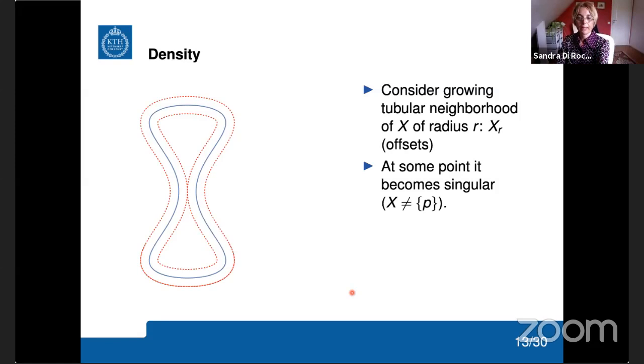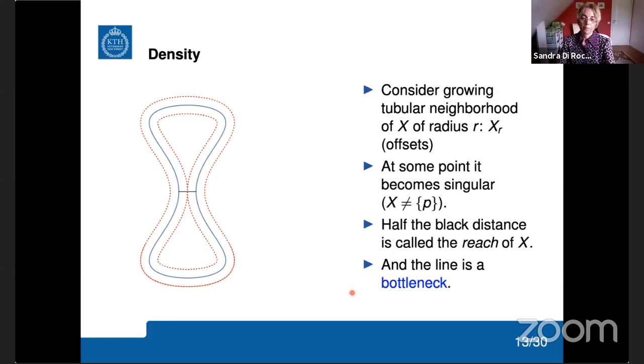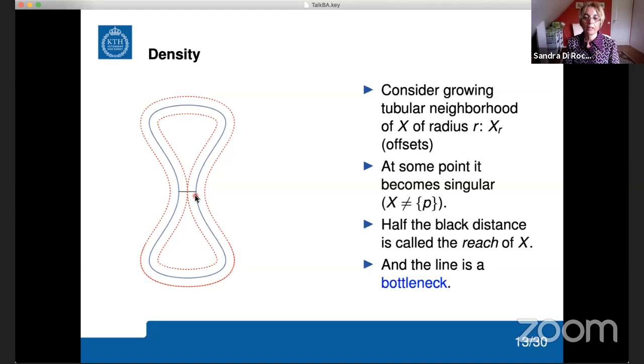Now, in this picture, the radius of the sampling, or half of the distance of this segment that you see, is an invariant of the manifold that we will call the reach of the manifold. This is also a very classical notion. And actually this line, the line between these two points, is also something that will play an important role, and it's called a bottleneck line. And why a bottleneck line? Because this line is normal to this surface at both points. You see that this line is orthogonal to the tangent line at this point and at this point.